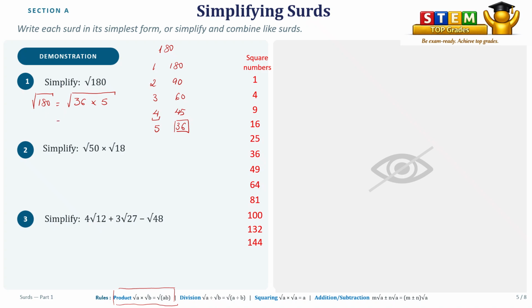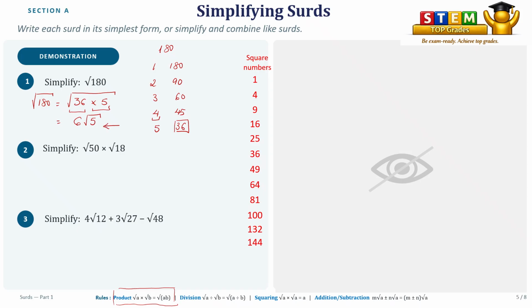Now, the square root of 36 is going to give me 6. That one, we don't have an exact whole number, so we're going to leave it in surd form. So that would be square root of 5. And that, therefore, is our answer.